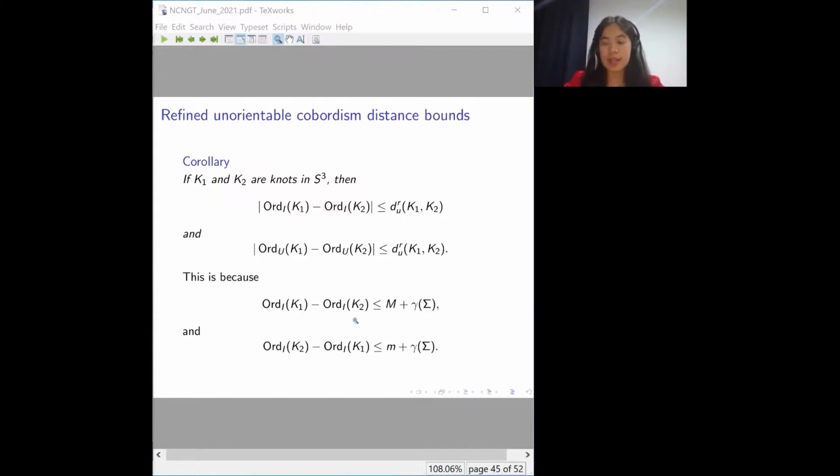And here, this is just because the maximum of M and the order of K2 is less than or equal to the sum of M and the order of K2. Then you can run your cobordism backwards to get that the torsion order of K2 minus the torsion order of K1 is less than or equal to little m plus this non-orientable genus, and you can put these two together to get these inequalities up top.